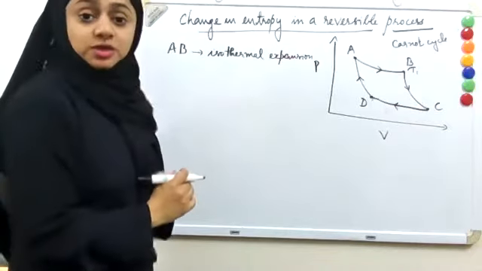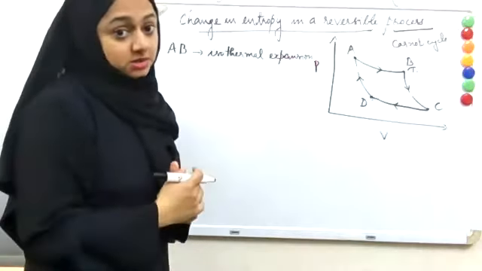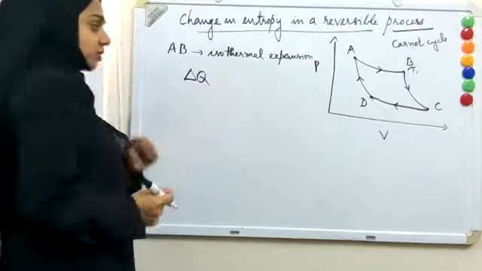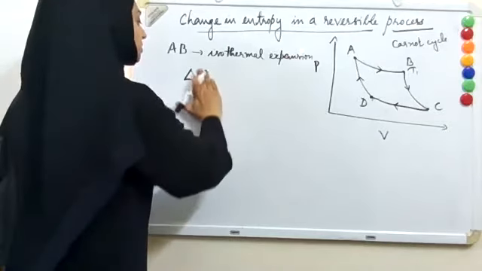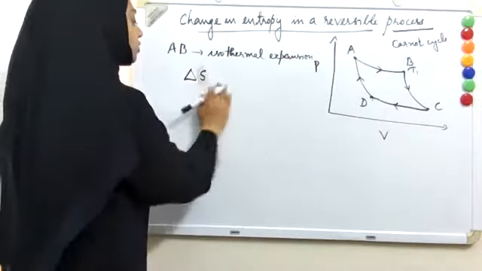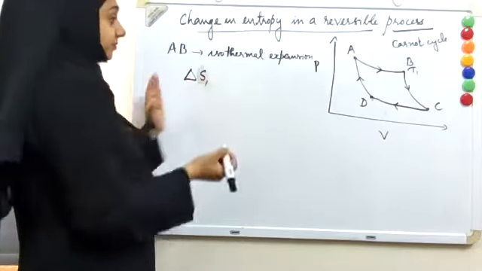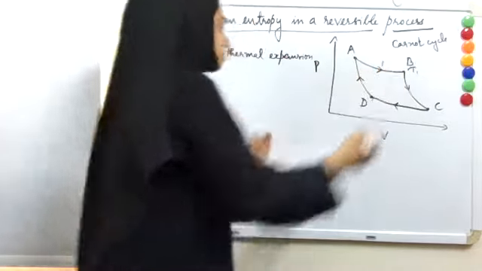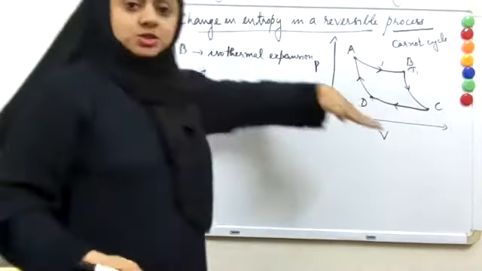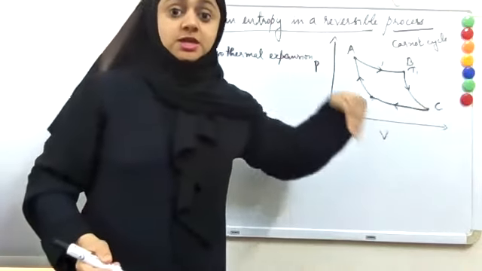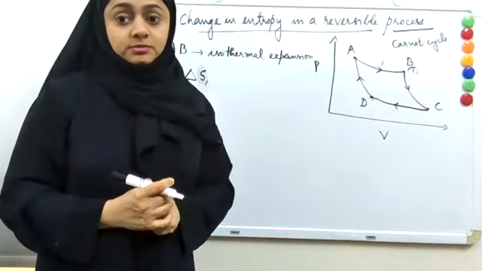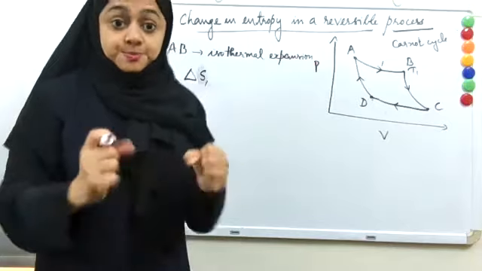So during an isothermal expansion, what is the change in entropy? Let us represent the change in entropy as delta S. In the first process, as it goes from A to B, I am going to express it as delta S1. This is the first process, isothermal expansion, delta S1. So in an isothermal expansion, is the heat energy absorbed by the system or emitted by the system? The heat energy is absorbed by the system.